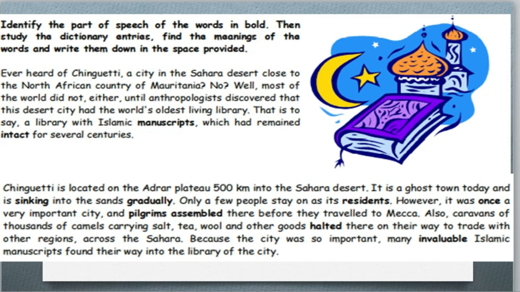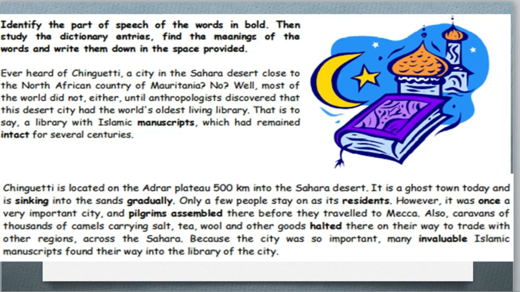And the second one, which has remained intact for several centuries. Here I can say that intact is an adjective because after the verb remained, we can have either an adjective or a noun. Maybe you can remember sentences like they remained silent or it remained a secret. From there, maybe you can remember the forms. And after that, what else do we have? It is a ghost town today and it is sinking into the sand gradually. Here, the verb is sinking.